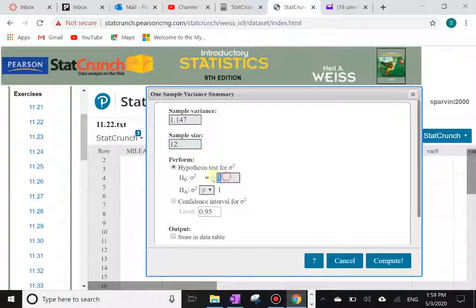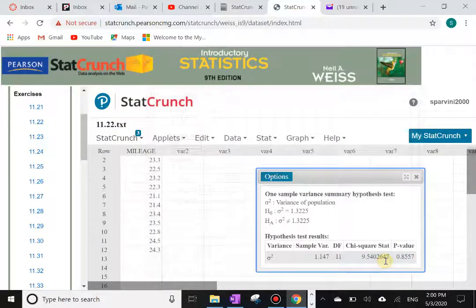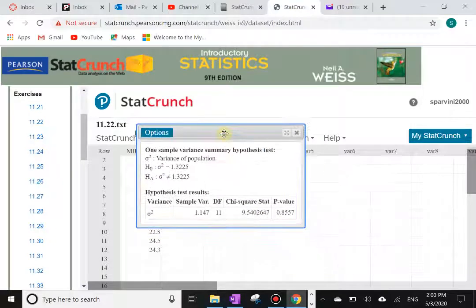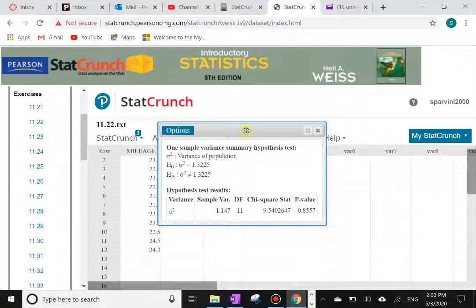And we want to test the hypothesis for variance. The variance was 1.3225. And this was a two-tailed test, right? Compute, and there you go. So this is how we get the numbers. That's using summary statistics. Test statistic is 9.54 and change.